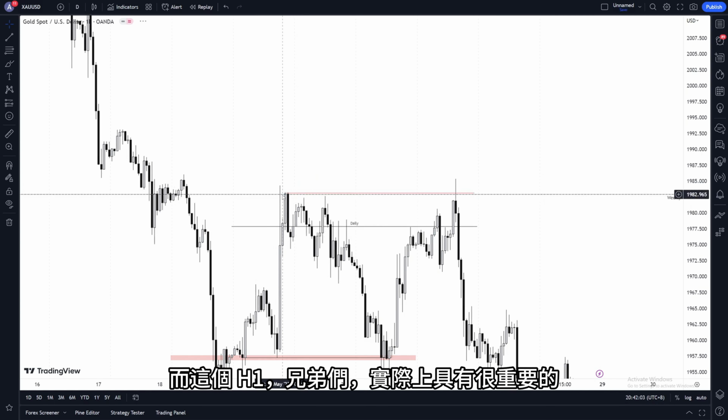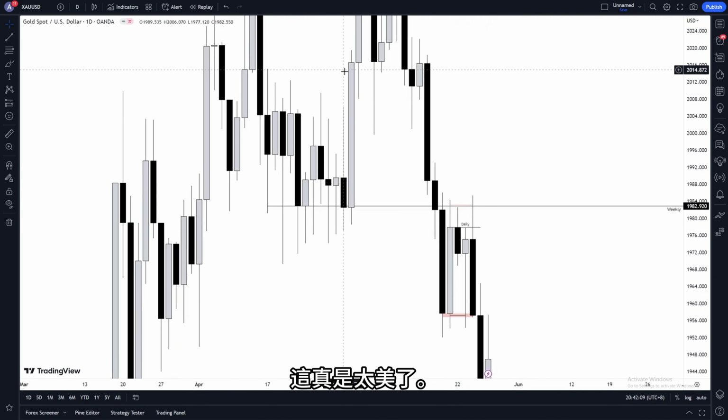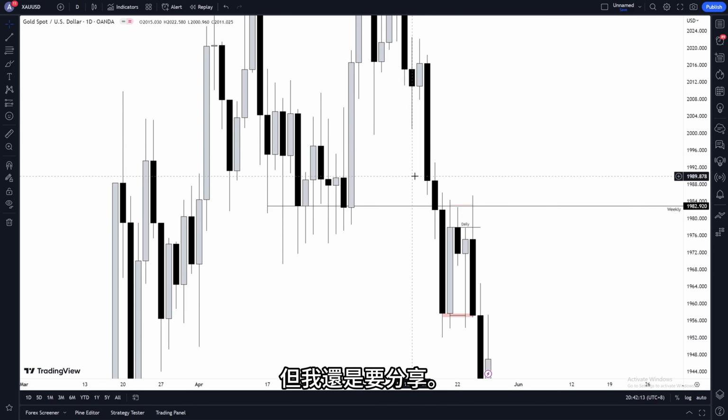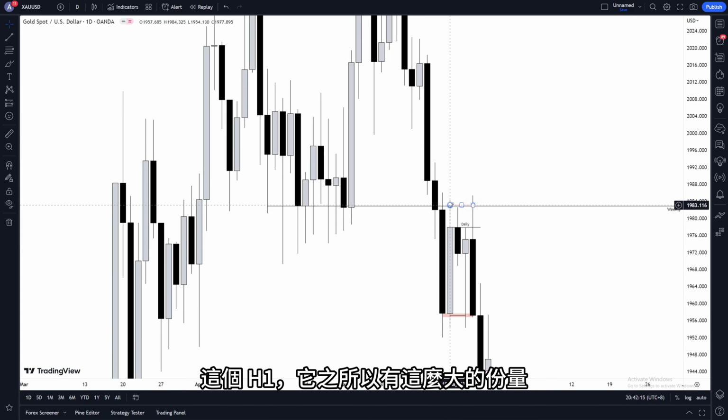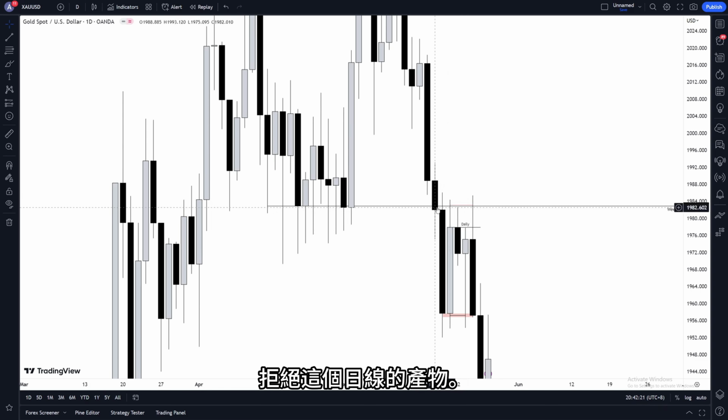And this H1, guys, actually holds a lot of significance, because this H1 was a product of, now, oh my, this is a beauty. This is way more advanced than I need to be teaching you guys right now, but I'm going to share it anyway. The reason why this H1 holds a lot more weight as well is because this H1 was a product of this daily rejecting this daily. Can you see this open close? This daily rejects the open close, daily rejects daily.